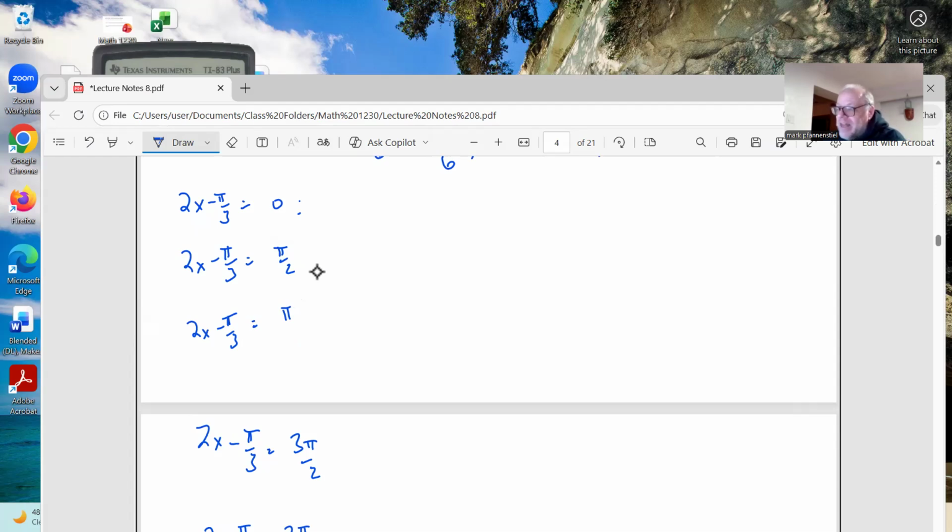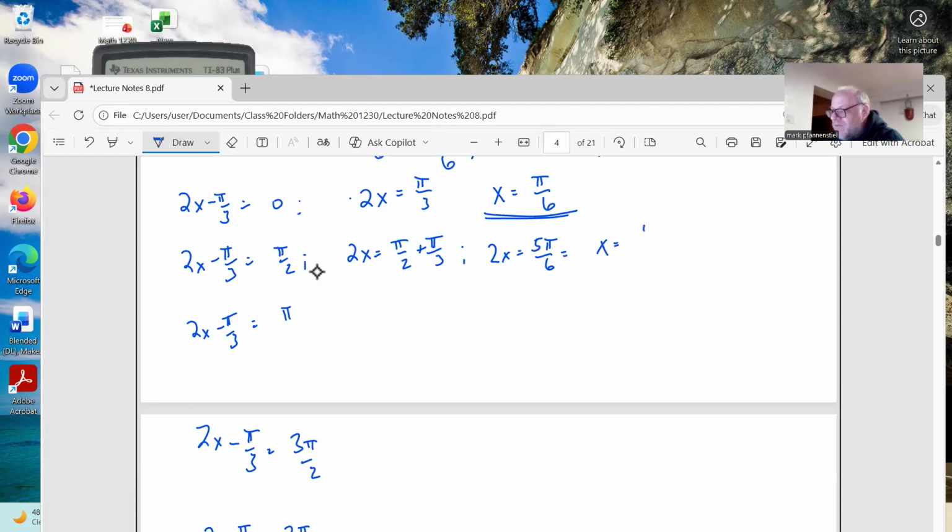So I'm going to go ahead and say that this is going to be 2x equals pi over 3. Multiply both sides by 1/2, and we end up with x equals pi over 6. That's my first anchor point. 2x minus pi over 3 is equal to pi over 2. We're just going to go ahead and solve that. It's 2x equals pi over 2 plus pi over 3. We just did this one. That's 2x equals 5 pi over 6, or x is equal to 5 pi over 12.